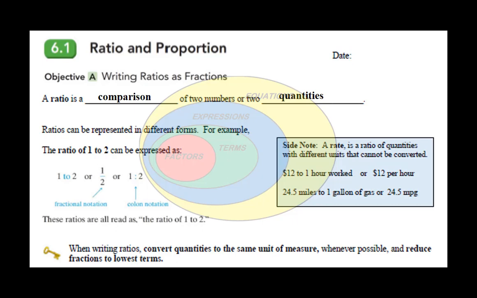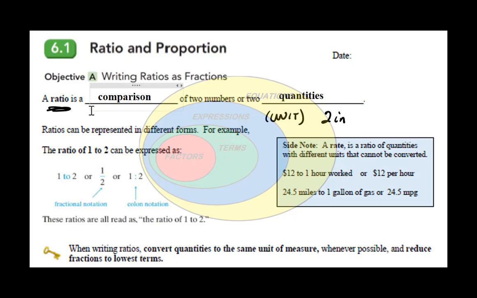All right, so we're going to be talking about ratio and proportion. So the first thing we want to do is define a ratio. A ratio is a comparison of two numbers or two quantities. And a quantity is just a number that involves a unit, something like 2 inches or 5 feet, anything with a unit.